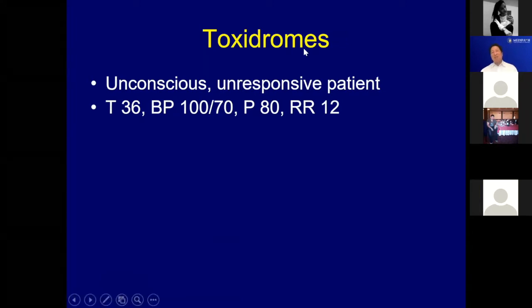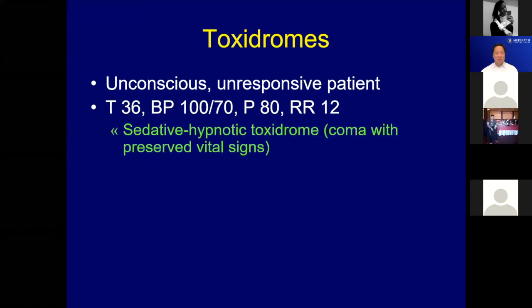Okay, well, sure. Date rape, it could be lots of things though. Date rape could be Rohypnol, it could be GHB, it could be chloral hydrate. So yeah. Next slide. Okay, there we go. So this is the classic coma with preserved vital signs. So someone's unconscious with normal vital signs. That's the hallmark for a hypnotic toxidrome.